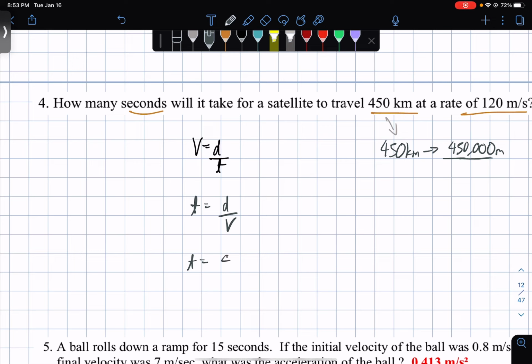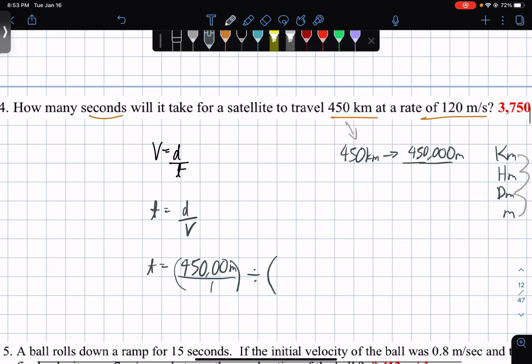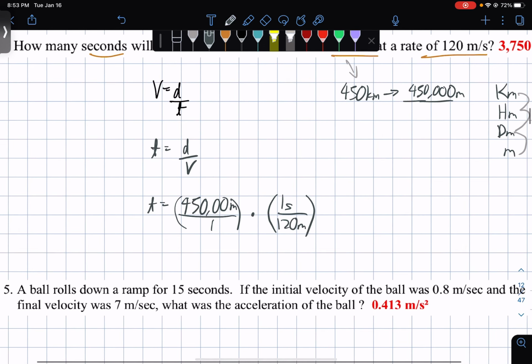We have 450,000 meters over 1. We divide that by velocity, which is 120 meters per second. And if you want to remove the divide sign, the oldest trick in the book, we have to reciprocate. So seconds here, and then 120 meters here, so that the unit meter will cancel. So time is equal to, well, the only challenging part here is the simplification of 120 and 450,000.